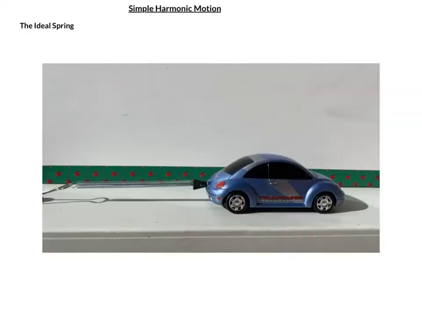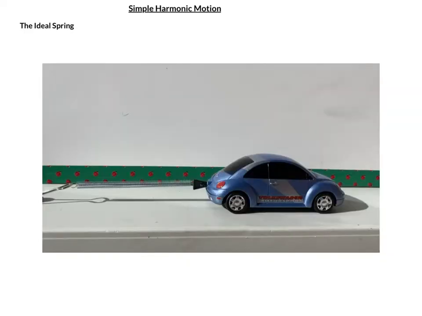Let's look at simple harmonic motion. The best model for simple harmonic motion is a spring, and in particular we're going to be using the ideal spring, where we assume that the coils of the spring will compress or stretch by the same amount, not some stretching more and some less. That's what we mean by this ideal spring.